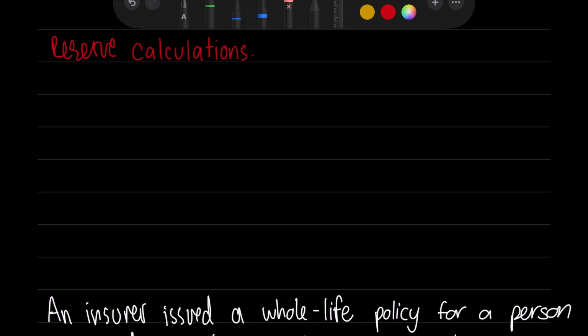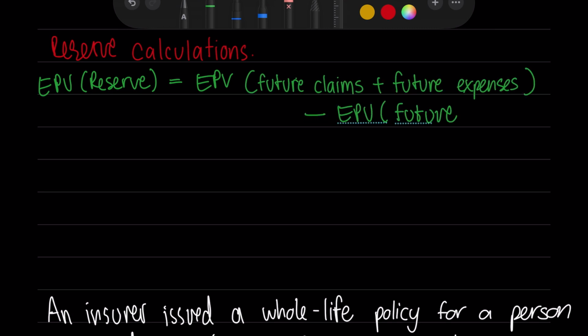I'll start by writing out the formula that I just said. This is the one we're going to be using. So we're minusing the future office premiums that we're expecting to receive. There's not much to this. Let's just jump into the questions.